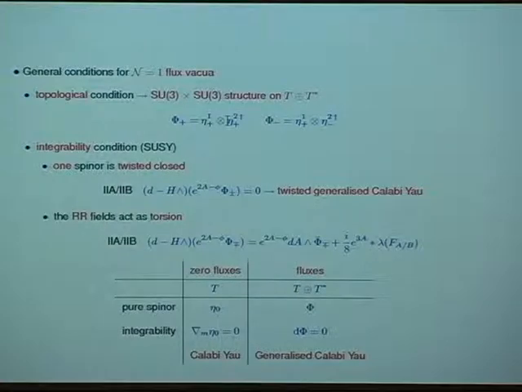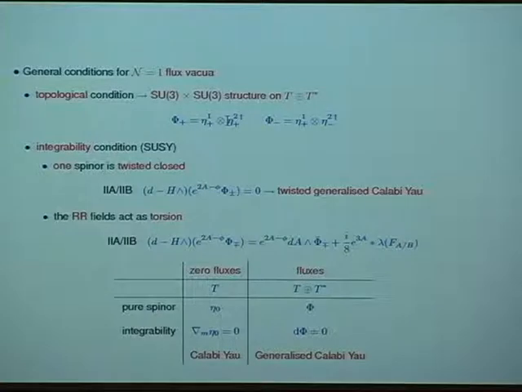We have first of all a topological condition, which is the existence of two compatible globally defined pure spinors on the manifold. So the manifolds will all have SU(3)×SU(3) structure on T plus T star. And also we have an integrability condition, which tells us that those manifolds must admit a closed pure spinor, actually a twisted closed one, because we have the twist by the three-form, the Neveu-Schwarz three-form. So all these manifolds must be twisted generalized Calabi-Yau.